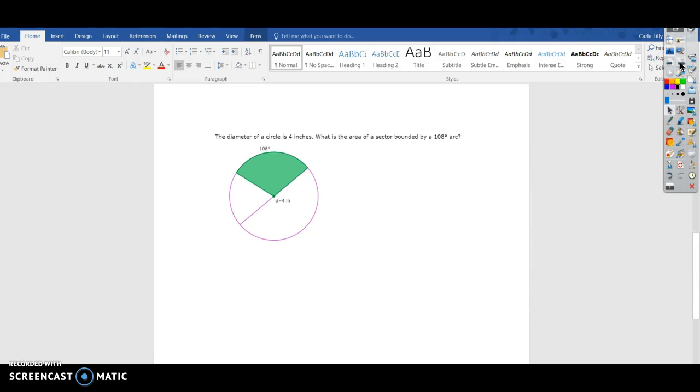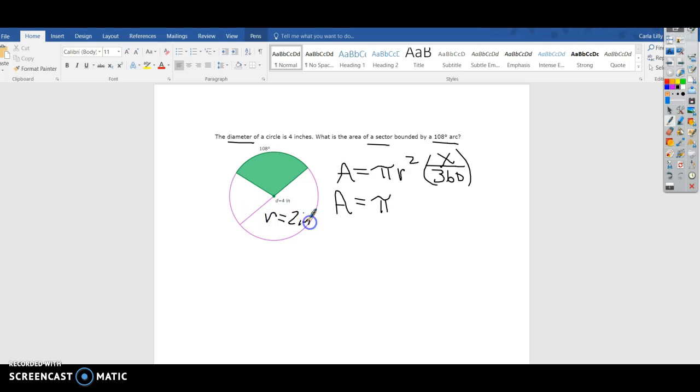All right, we are going to look at one more example here. This time we're given the diameter, and the area of a sector. So what is the area of a sector that is 108 degrees? All right, so area equals pi r squared times x over 360. So area equals pi. We got to look here. We're given the diameter. The diameter is the whole distance across, so we know that the radius is half of that. So we know the radius is 2 inches if the diameter is 4 inches.